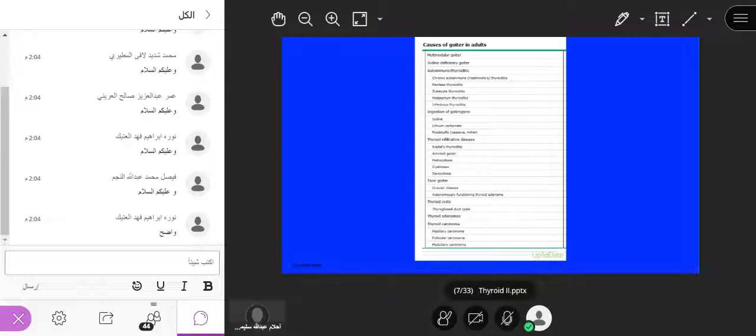This is another table with many reasons, but the ones I told you are the most common. Other causes of goiter in adults: they put multinodular goiter first because that's the most common one in iodine sufficient areas, and then iodine deficiency worldwide. Then autoimmune causes, whether Hashimoto or even thyroiditis. Then ingestion of goitrogens. There are some foods or medicines that increase thyroid growth.